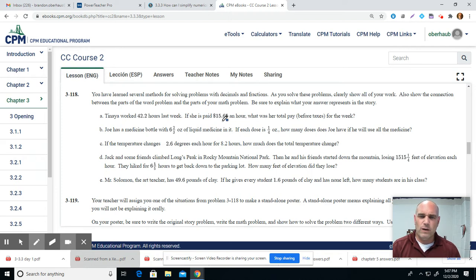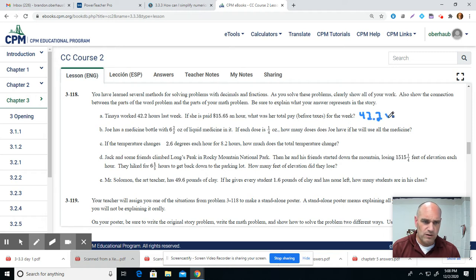So we know for 1 hour she's paid $15.65. So for 2 hours we'd add another $15.65. For 3 hours we'd add another $15.65. So I think we can just multiply this by 42.2. If you want to, you could add up 15.65 plus 15.65 plus 15.65 42.2 times, but I think that would take forever.